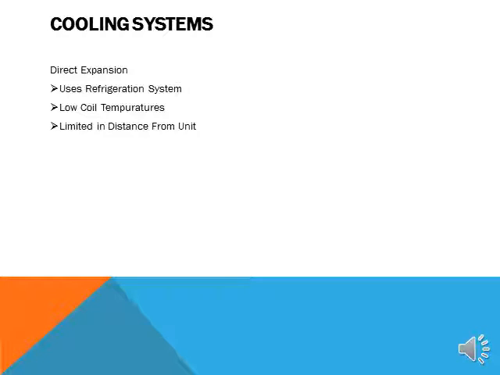Cooling systems, direct expansion. These use refrigeration systems, have low coil temperatures, but are limited in distance from the air handler due to refrigeration lines. These systems are very popular in smaller types of buildings and used in rooftops or in residential systems to cool the buildings. They can be used for specific locations such as computer rooms or rooms that require a special cooling need other than the main building structure.